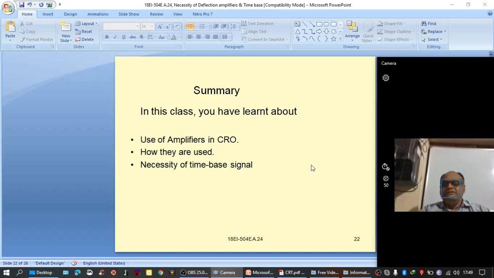Next, we will discuss the conditions for stationary waveforms and flicker-free waveforms. That we will discuss in a while.